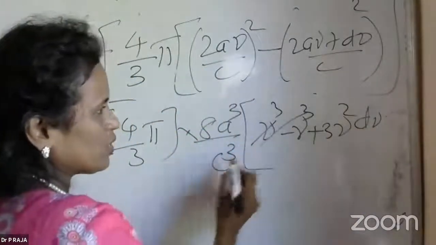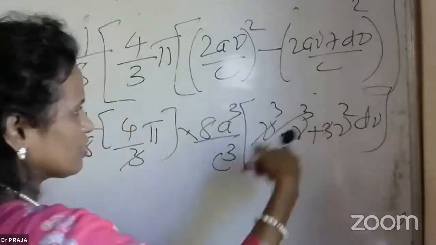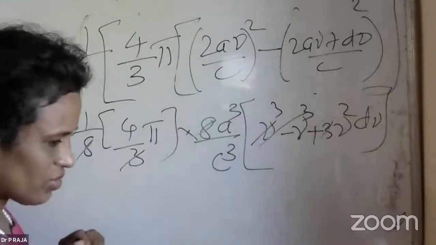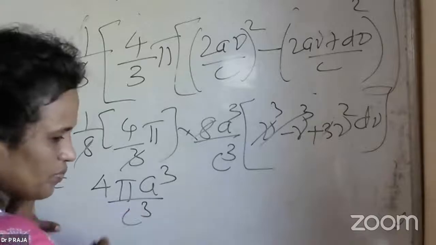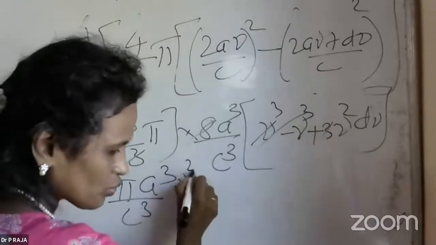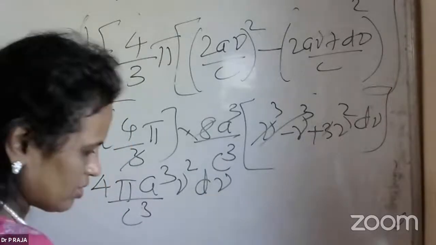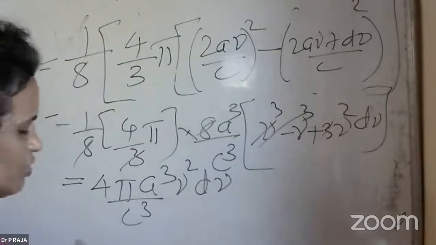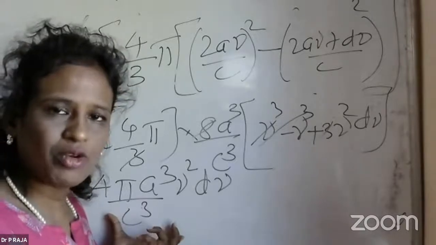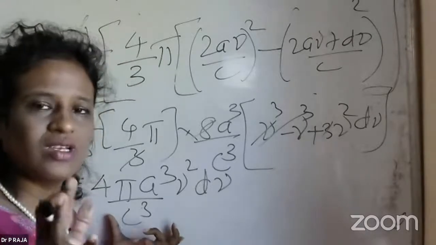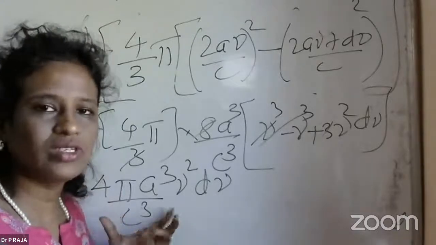These 2 will get cancelled out, 3 and 3 will get cancelled out, and 8 and 8 will get cancelled out. So you'll be left with 4 pi a cube by c cube, and here it will become nu square d nu. These are the values that we get. This equation is similar to what we got in Rayleigh-Jeans. The calculation of the number of modes is just similar to the way Rayleigh calculated the number of resonators oscillating per unit volume.